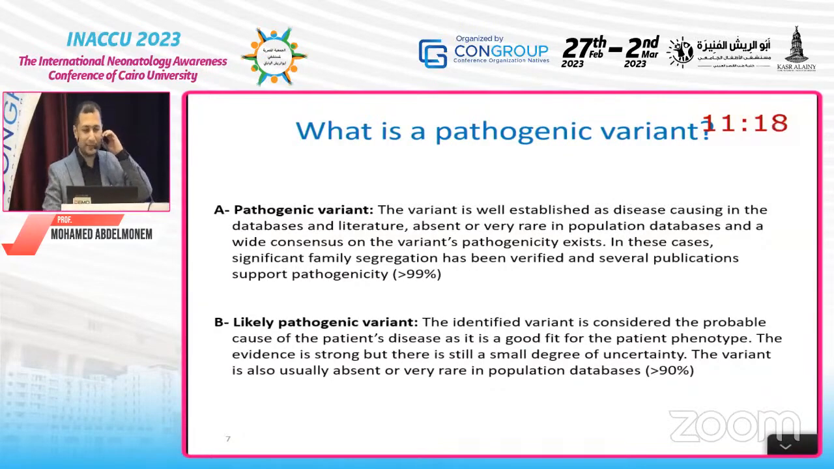Okay. Likely pathogenic variants, as we have just spoken, the identified variant is considered as the probable cause of the patient's disease. It's a good fit for the patient phenotype, and the evidence is strong, but there is still a small degree of uncertainty. The variant is also absent or very rare in population databases, and its probability of being responsible for the disease is more than 90%.